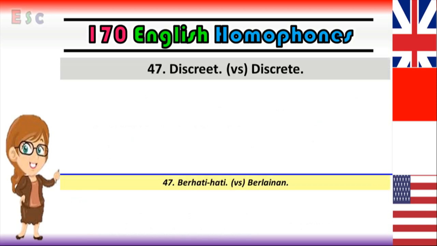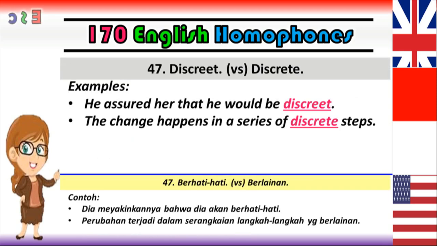47. Discreet versus discrete. Examples: he assured her that he would be discreet. The change happens in a series of discrete steps.